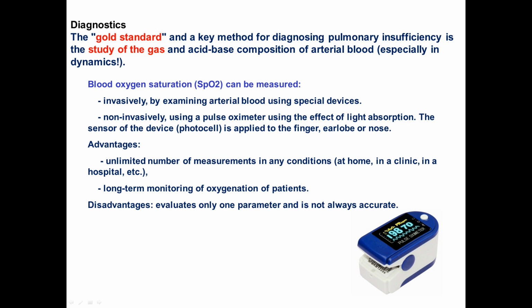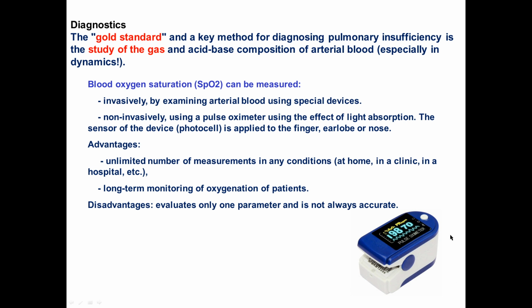The gold standard and key method for diagnosis of pulmonary insufficiency is the study of gas and acid-base composition of arterial blood. Blood oxygen saturation can be measured invasively and non-invasively: invasively by examining arterial blood using special devices, and non-invasively using a pulse oximeter.